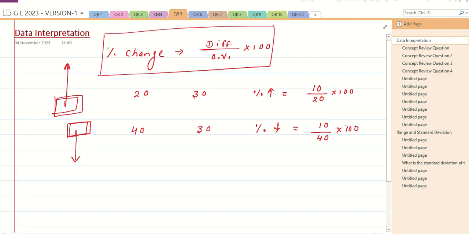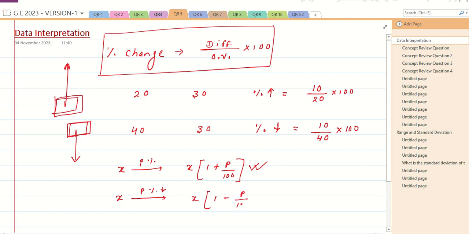Second, also we understood, remember the multiplying factor concept, right? Let's say I have an initial value X and some increment is given here, P%. So how to get the final value? Remember that? X into 1 plus P by 100. Correct? Or let's say given decrement is P%. So what should we do for decrement? 1 minus P by 100. That's all. This 2.